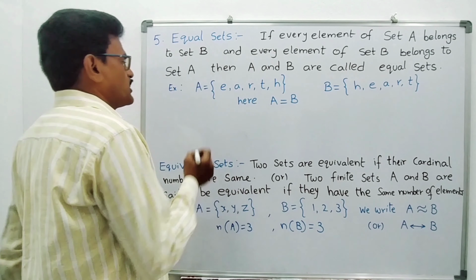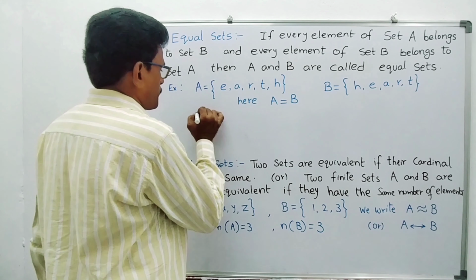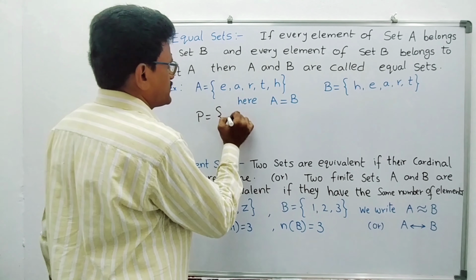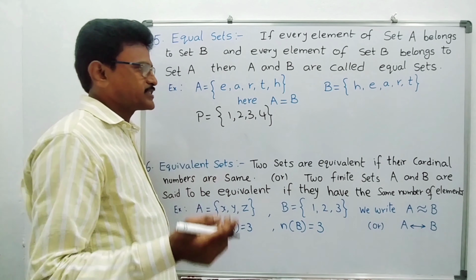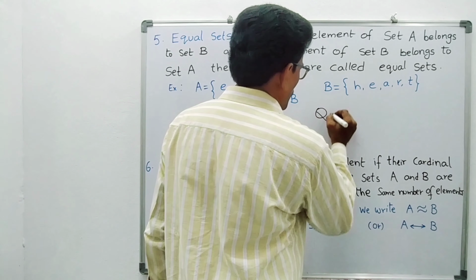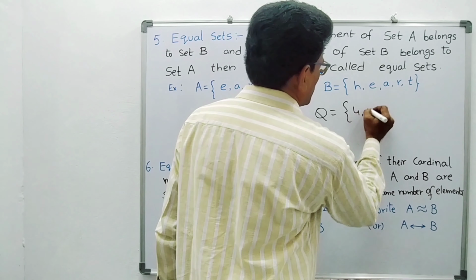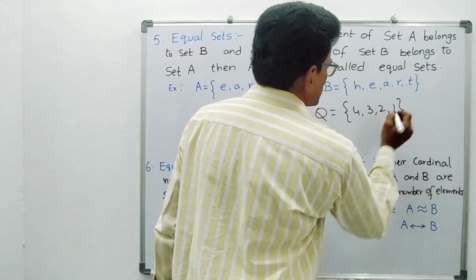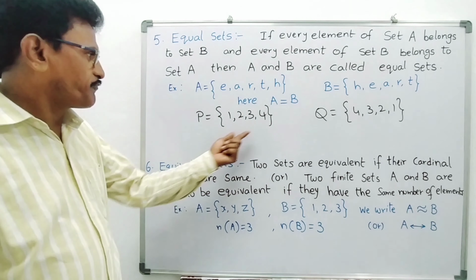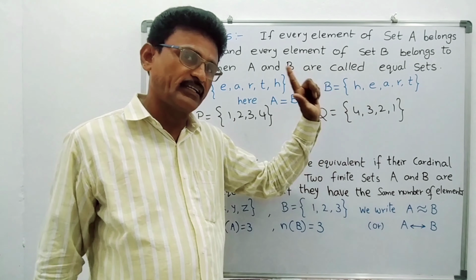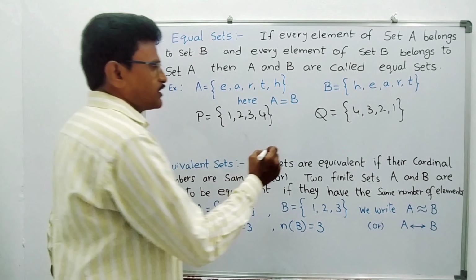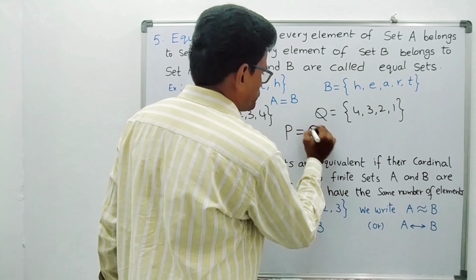Okay? See, I will write one more example. Suppose P is 1, 2, 3, 4. Okay? 4 elements are there. Now another one, Q. I am writing like this: 4, 3, 2, 1. Okay, here 4 elements: 1, 2, 3, 4. Same elements in Q also: 1, 2, 3, 4. Right? So here we can say P = Q.